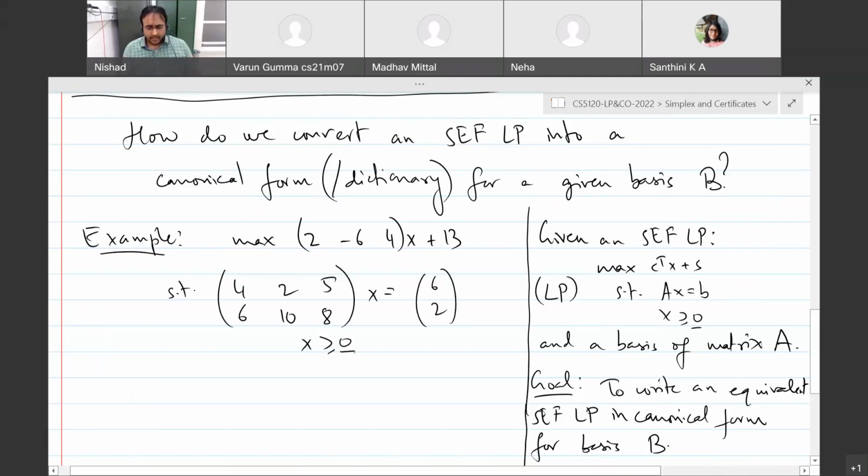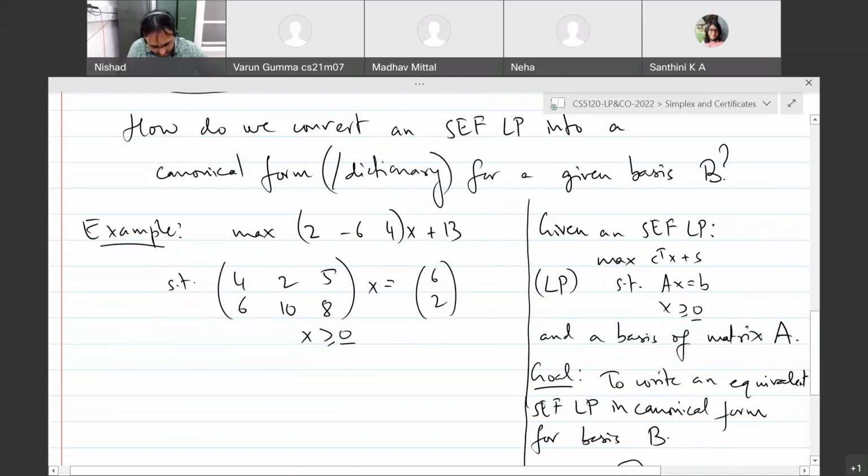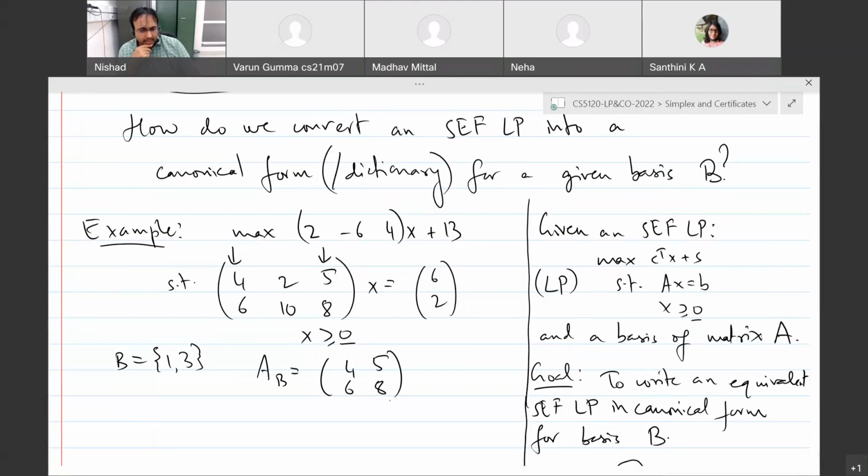Right, so in this example, if I'm given the basis 1, 3, so these are the two columns I'm looking at. Clearly, this is a basis. You can check that this matrix AB, 4, 5, 6, 8, is invertible because neither of the rows is a multiple of the other row, right? It's just two rows, so it's easy to check.